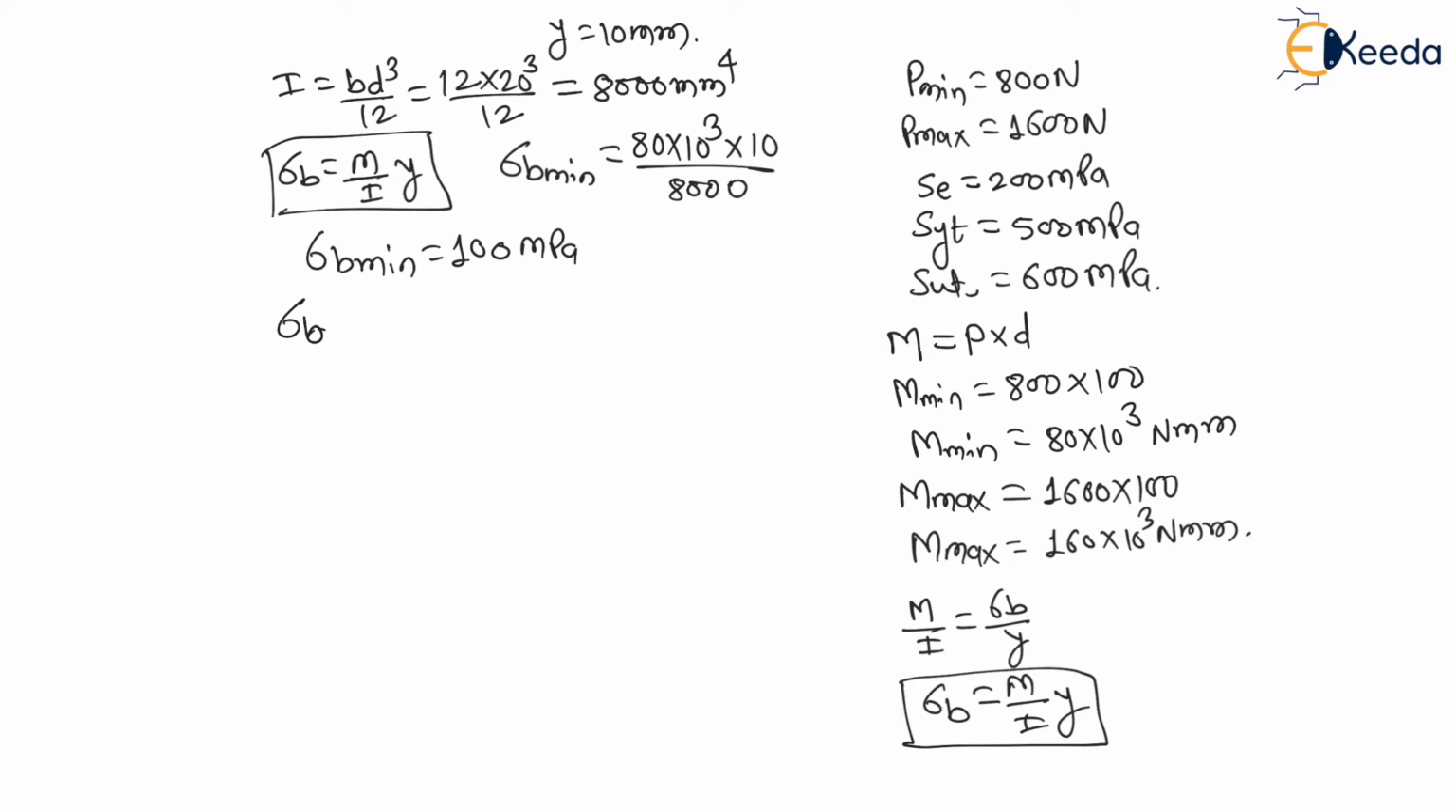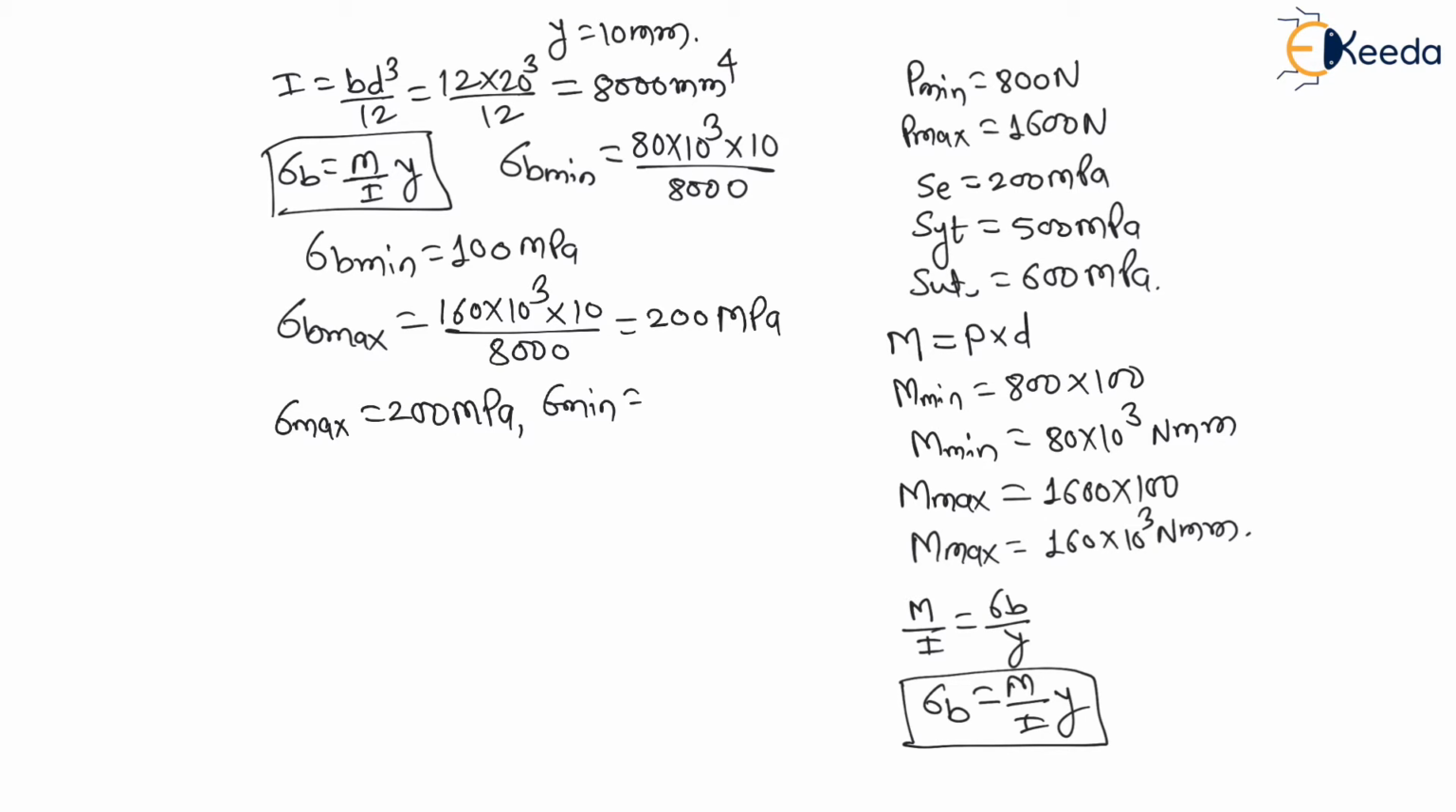Similarly, to find sigma b maximum, here M by I into y, we have to put maximum M, that is 160 into 10 to the power 3. Therefore M maximum is 160 into 10 to the power 3, into y is 10, divided by I is 8000, right? If I solve this, I will get sigma b maximum as 200 MPa. Therefore we have calculated the maximum bending stress, which is 200 MPa, and the minimum bending stress, which is 100 MPa.